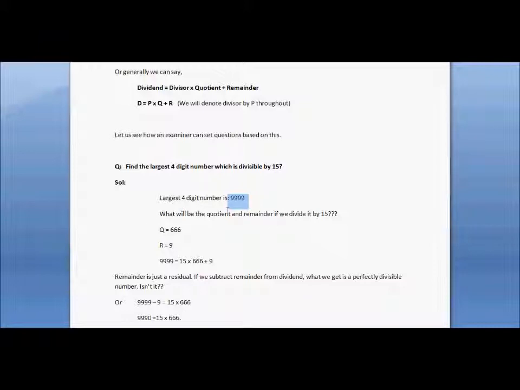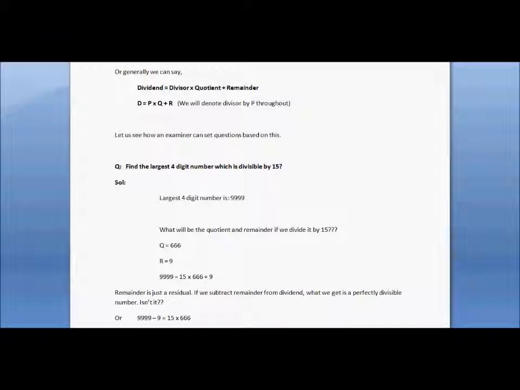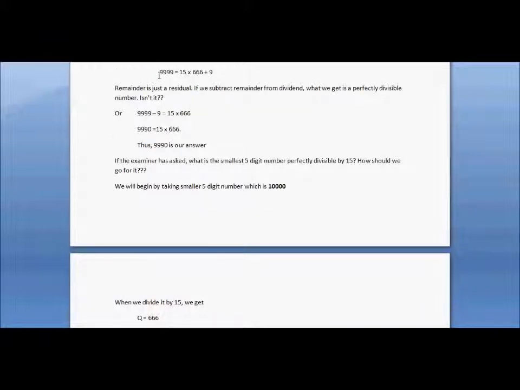Let's divide 9999 by 15. What do we get? We would get a quotient and a remainder. If you do the calculation, the quotient is 666 and the remainder is 9. So what we can do is write 9999 is equal to 15 into 666 plus 9, right? Now what is the remainder? Remainder is just the residual, right? When we divide a particular number by another number, if it is not perfectly divisible, we get a remainder. Here we get 9 as a remainder.